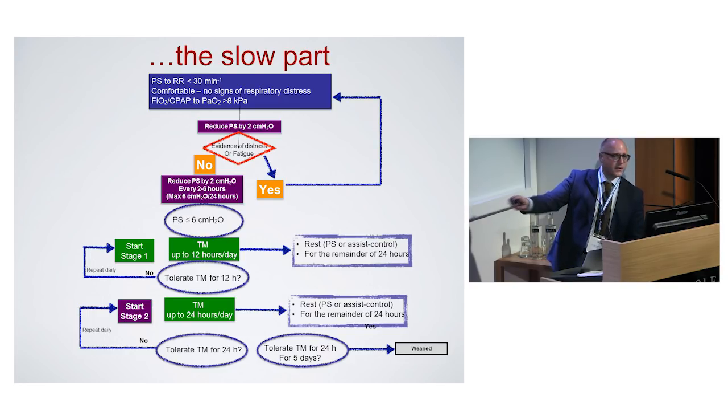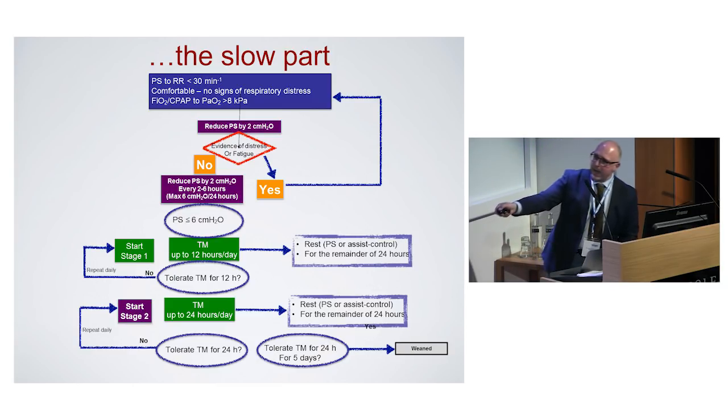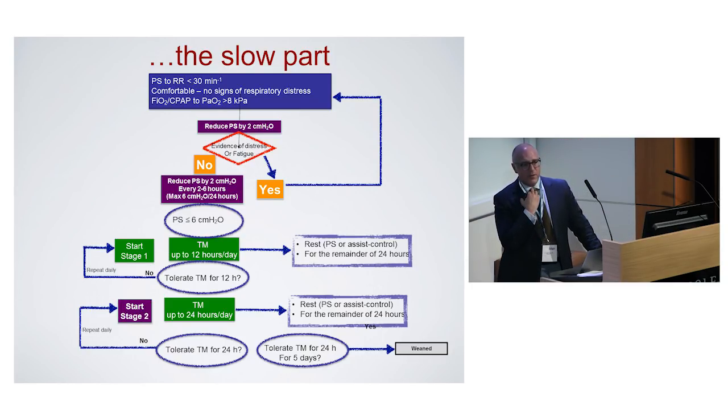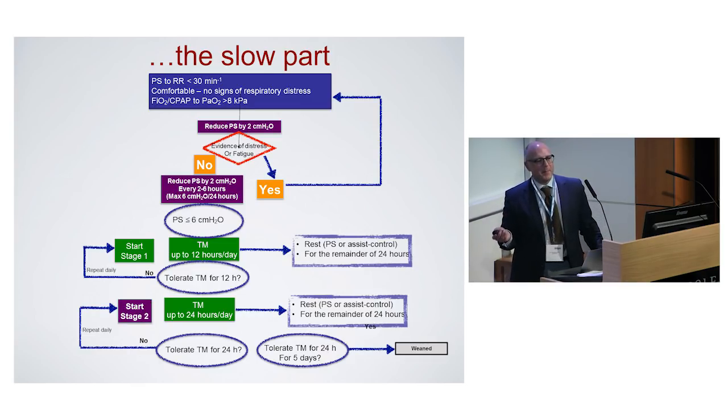And then you try the next day, up until you get a tolerance of trache mask up to 12 hours. And then usually there's a good rest overnight. That's very crucial. And you can push it to 24 hours a day. Clearly, once they've been able to tolerate it for 24 hours, for 5 days, they're considered weaned. Even if they've got the tracheostomy, you can call it weaned. This is a modified protocol that comes from the JAMA paper, which has been very successful.